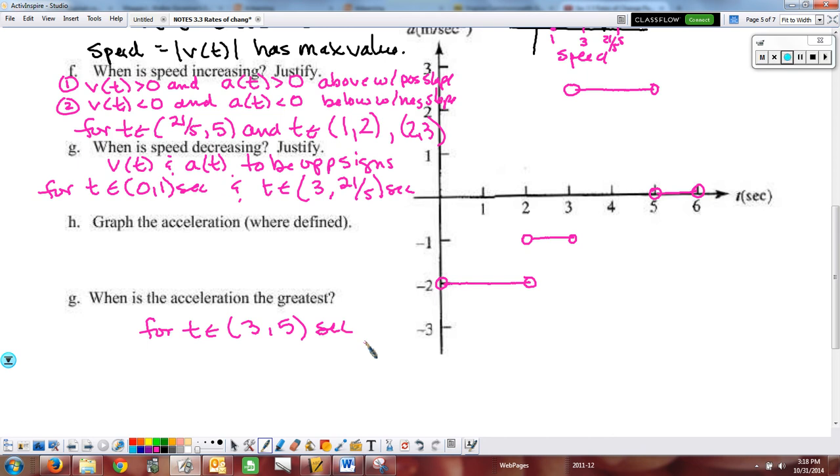Alright, so this kind of wraps up our video talking about looking at the graphical perspective in particle motion and determining the answers from the graphs.